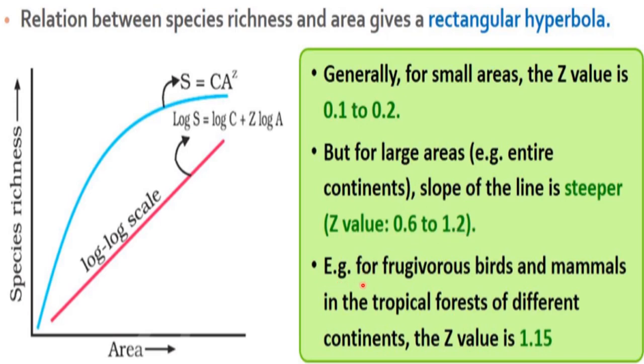Now for example, for frugivorous birds and mammals in the tropical forests of different continents, the Z value is 1.15. So this is also a difference in Z value from these values.